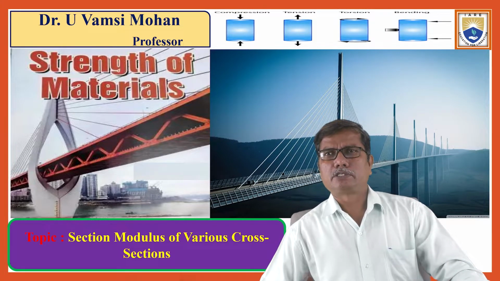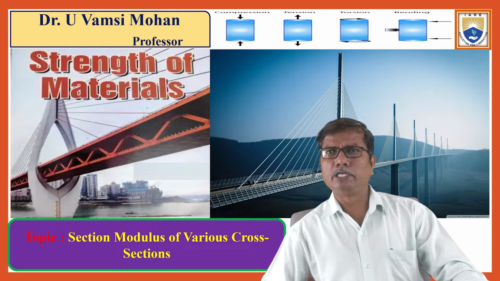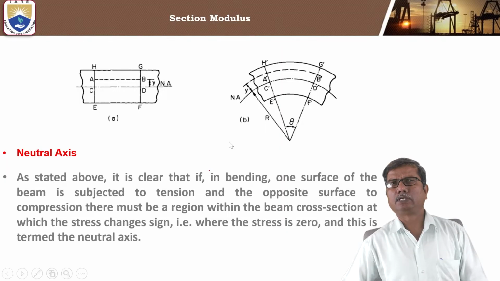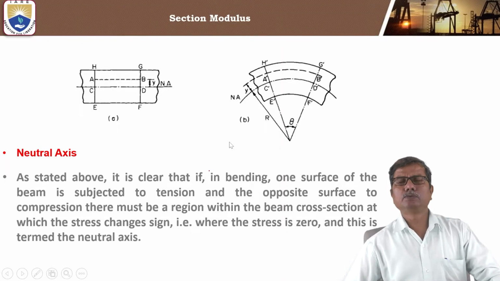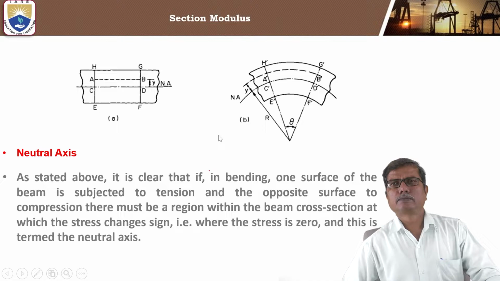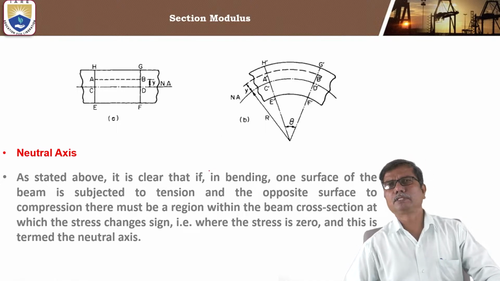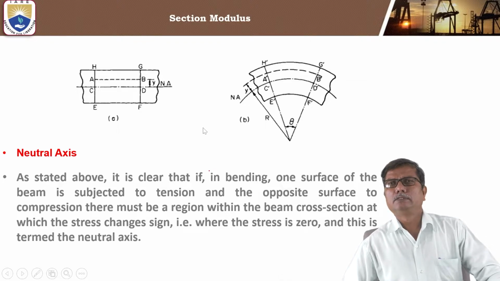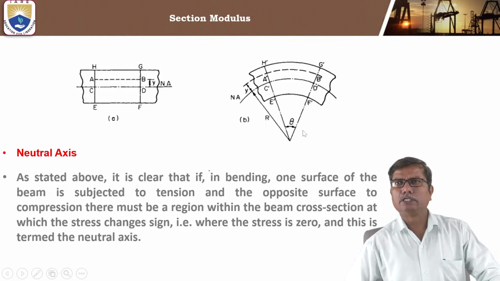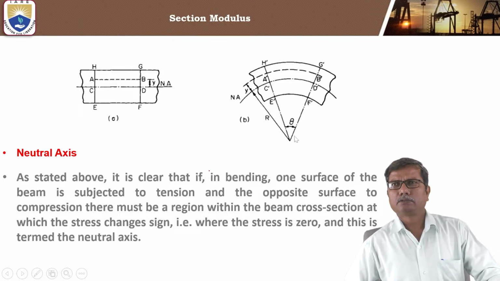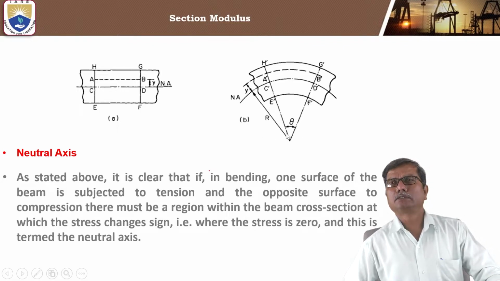In the previous session, we discussed the bending equation given as M by I equal to f by y equal to E by R, which is derived based on the bending curve as shown in this figure.